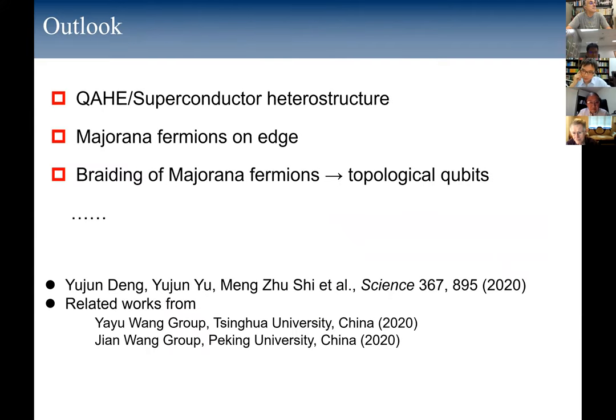Well, this is a nice phenomenon, but what's it good for? We have this quantum anomalous Hall effect in a flake of MBT, but at the same time we can bring other 2D materials to it, and we can build quantum anomalous Hall insulator and superconductor heterostructures. And through the proximity effect, we could possibly have Majorana fermion modes on the edge. Through the manipulation of the edge modes, we could possibly braid these Majorana fermions and start thinking about building topological qubits.